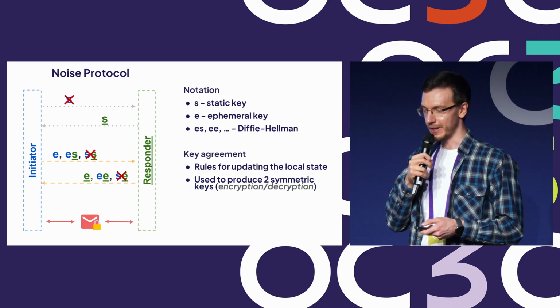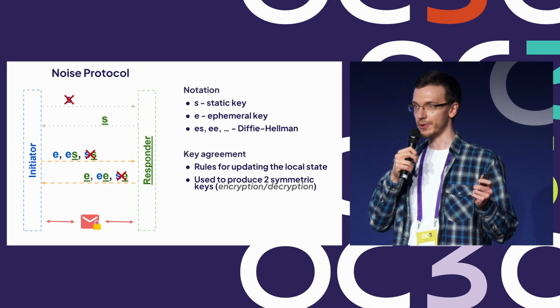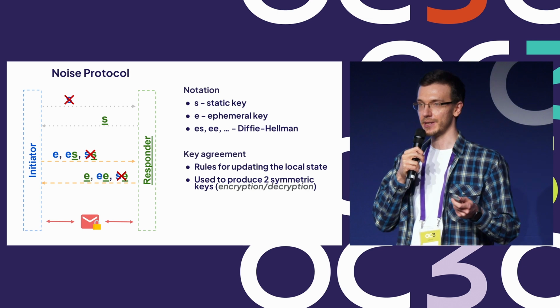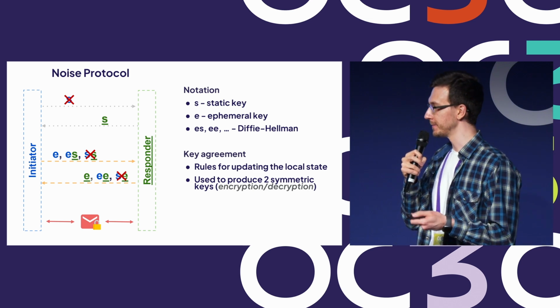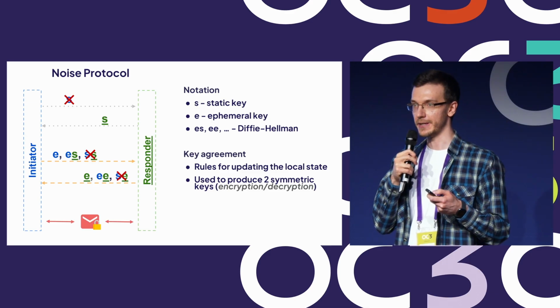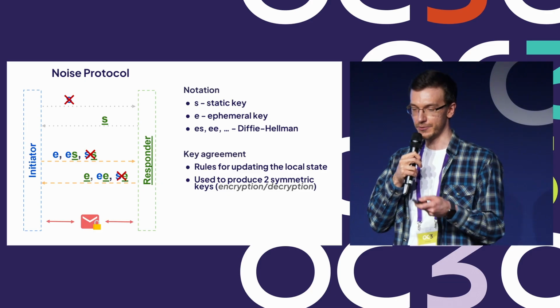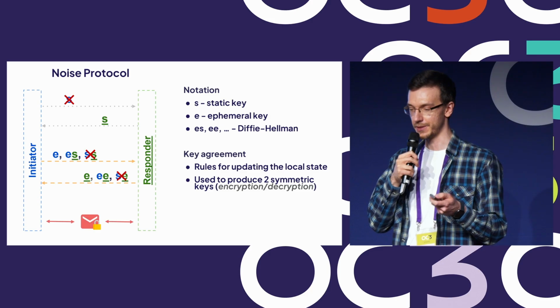And how can we switch between different patterns? We can just add or remove keys. And in this case, for example, we can remove the identity key of the initiator. And what we'll end up with is a protocol in which you will only verify the identity of the server. And how you change the handshake is you just remove the corresponding Diffie-Hellman key agreements that involve this key.